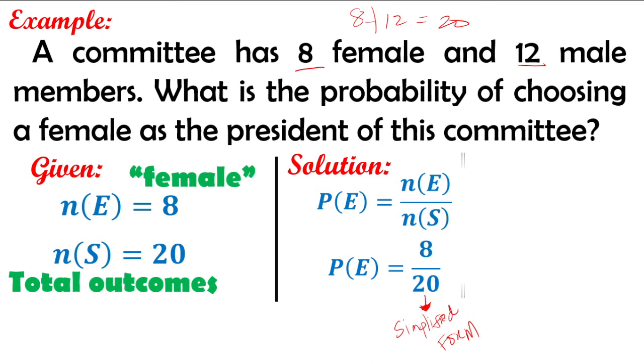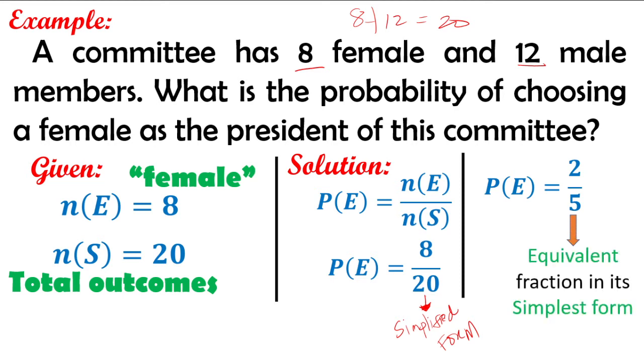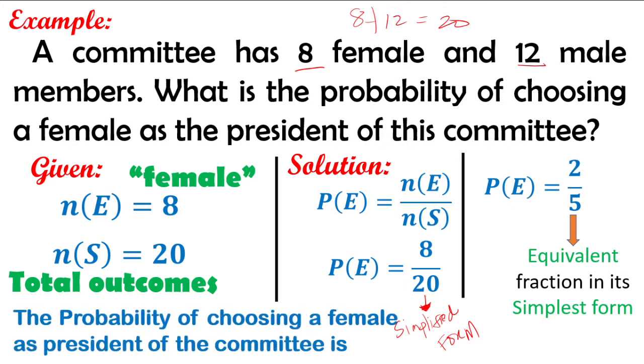Okay? So, we have 2 over 5. Anong tawag natin kay 2 over 5? Ang tawag dyan ay equivalent fraction ni 8 over 20. Or, si 2 over 5 ay ang simplest form ni 8 over 20. Okay? So, that's how we use the given formula for simple events. Now, next, the probability of choosing a female as a president of the committee is 2 over 5. Okay? So, kapag dinivide mo yan, 2 divided by 5, ilan ba yan?